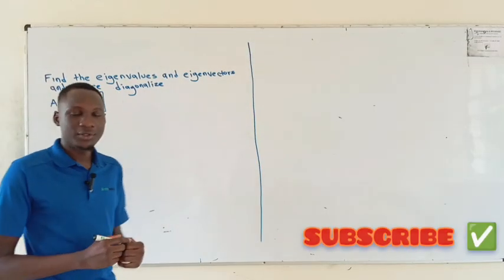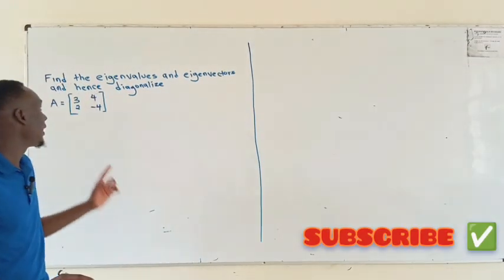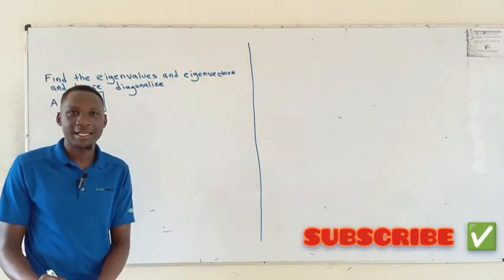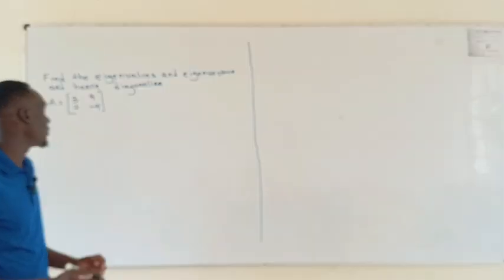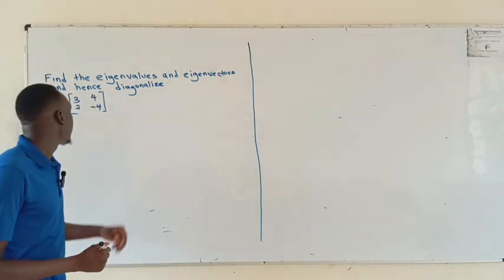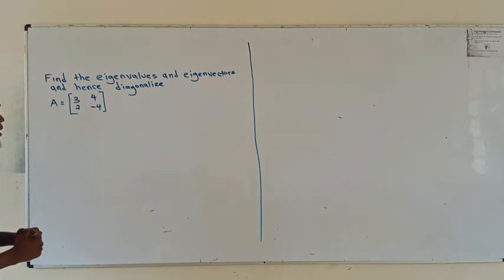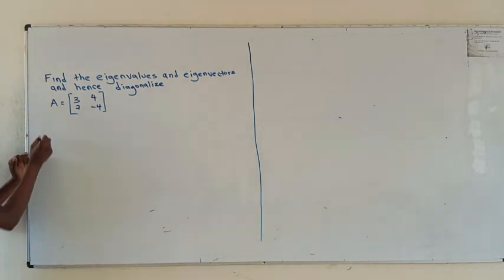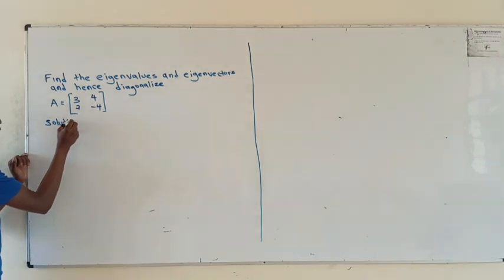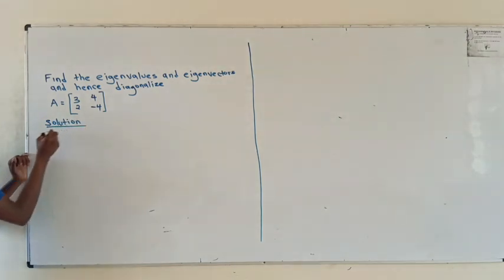Guys, today we want to learn how to find the eigenvalues and the eigenvectors and how to diagonalize. So we're being told to find the eigenvalues and the eigenvectors and hence diagonalize. To find the eigenvalues, let's start our solution. We want to find the eigenvalues.